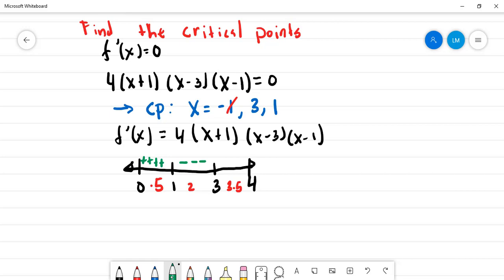And then if we plug in 3.5, well, positive, positive, positive, positive. So it's going to be positive. So that means that at the value of 1, you have that there's a maximum. And then at 3, you have that there's a minimum. I'm going to try to connect this. Okay, so it kind of looks like an S curve in terms of the graph of the polynomial.